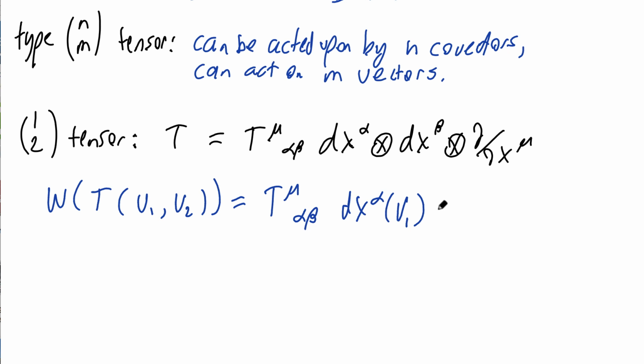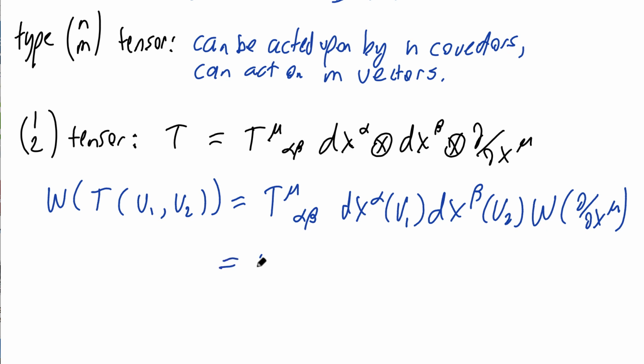V2 is acted upon by dx beta. And W acts on d by dx mu. Right? If we remember, this is just the alpha component of V1. This is the beta component of V2. And this is the mu component of W.